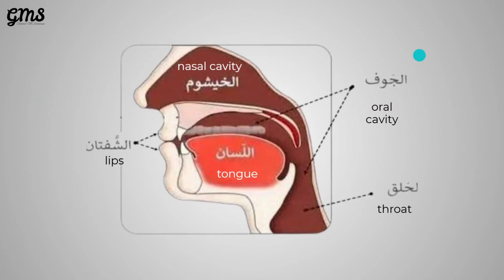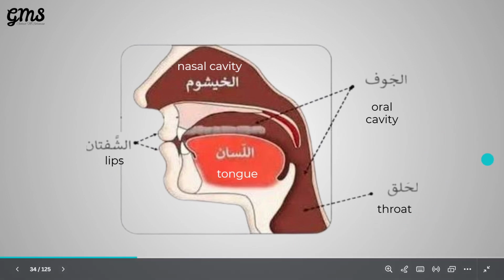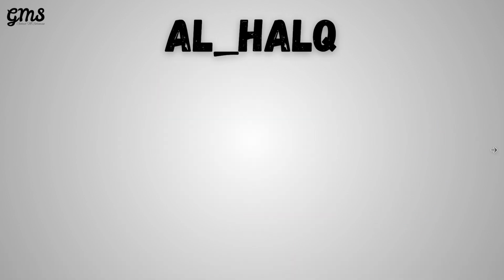As we said, we studied al-jawf, which is the oral cavity. So now let's start with al-halq, which is just a part of al-jawf. We said before that the articulation areas are mainly only 5, but most of these articulation areas consist of other articulation points. And al-halq is one of these articulation areas that has other points. Al-halq consists of 3 articulation points.